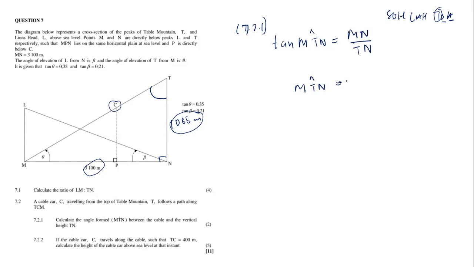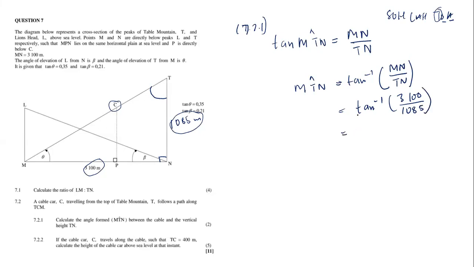Let's get rid of tan. We're going to use the second function of tan, of MN over TN. Therefore, let us do our substitutions. Second function of tan. What is our MN? Our MN is 3,100 meters. Then what is your TN? The TN is 1085. This will be our TN.